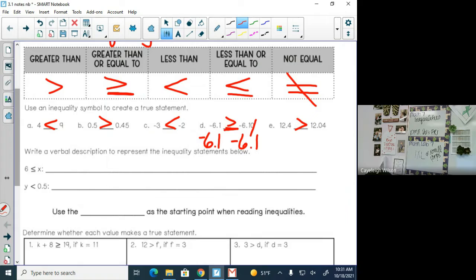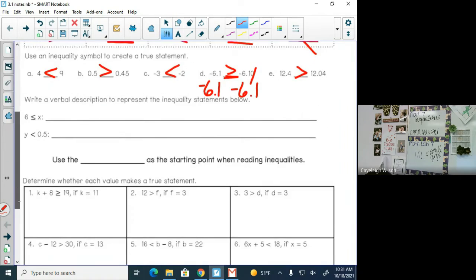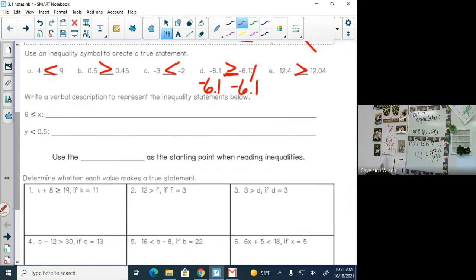Or what if Chanel's looking at it and she's like, no, I think I should say 9 is greater than 4. Is she wrong? No. So you can read it either way. You can read this one as 4 is less than 9, or backwards, 9 is greater than 4. Or this one, -3 is less than -2, or -2 is greater than -3. So that's what I'm going to do on this next part: I can read it and write it out in words, okay?